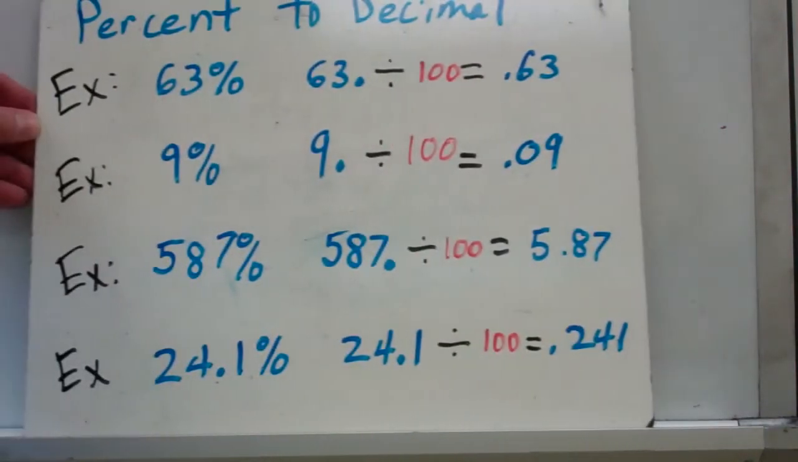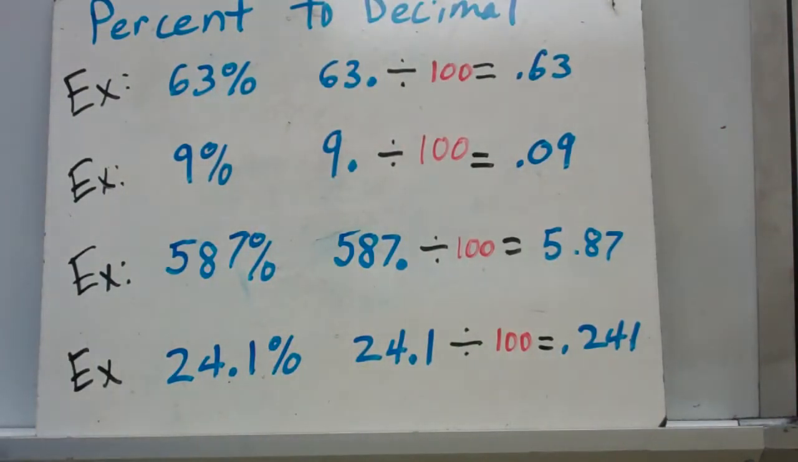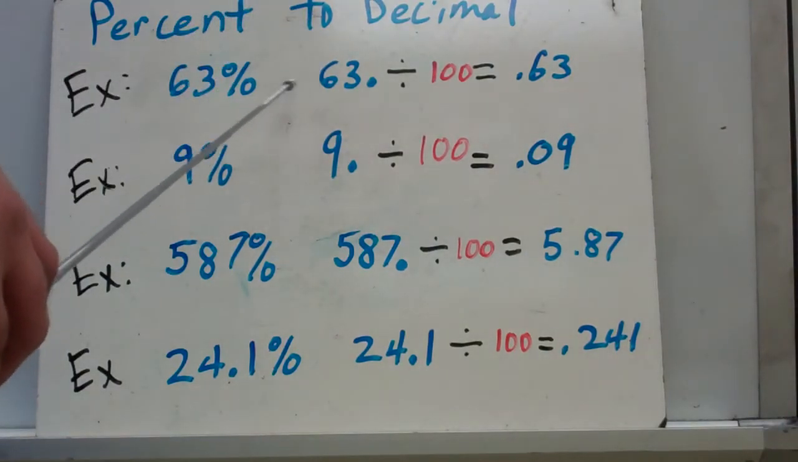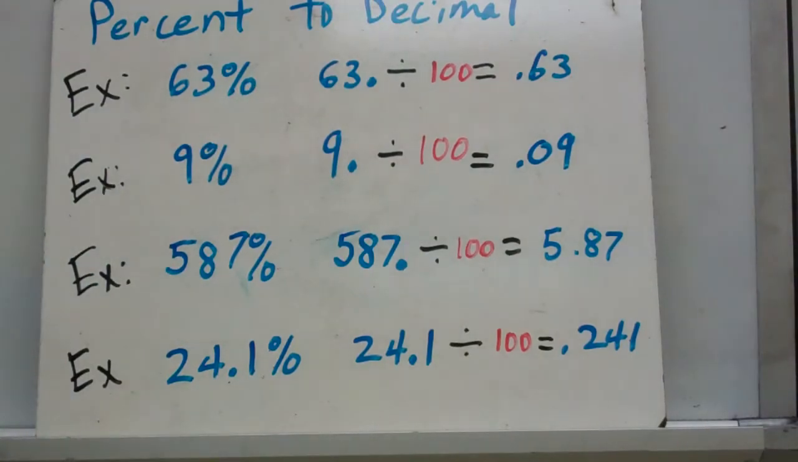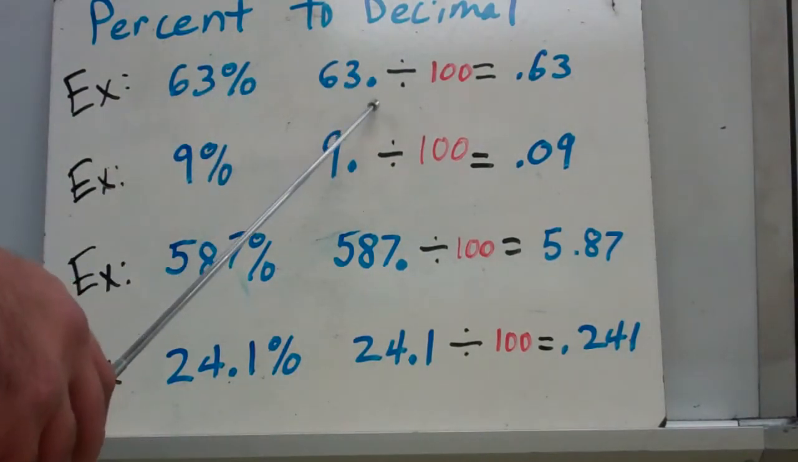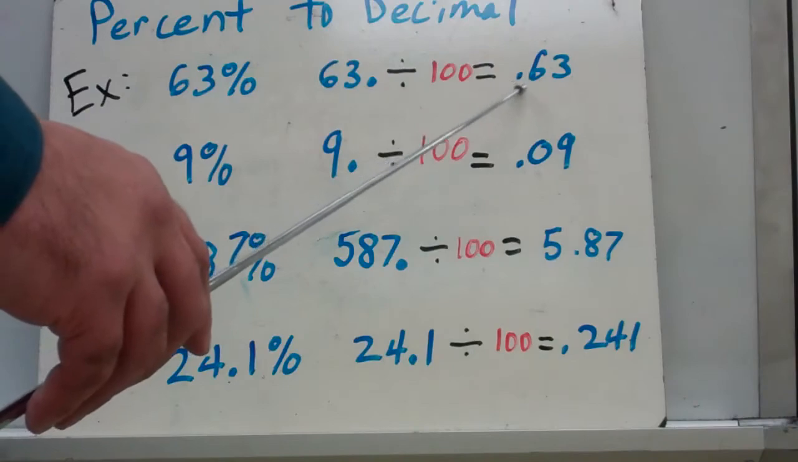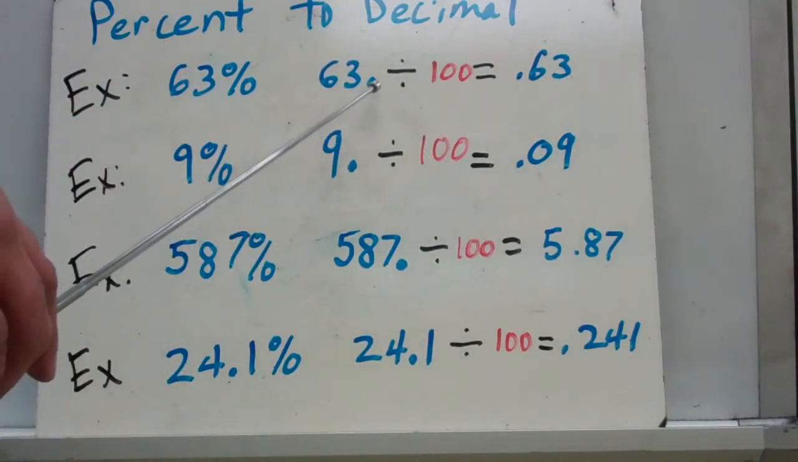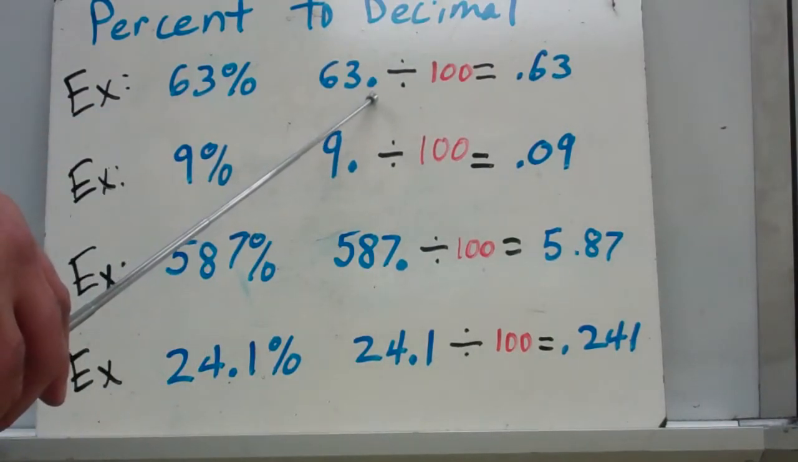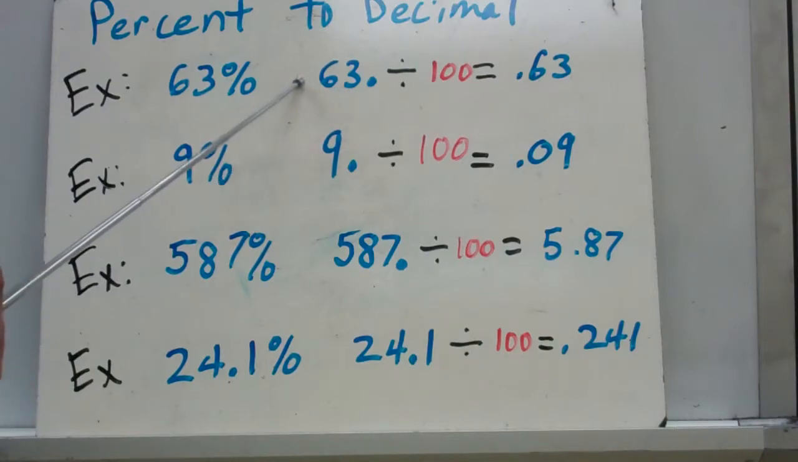To convert a percent to a decimal, we're just going to essentially do the opposite. So if we have 63%, we're going to drop our percent sign first thing, and in its place we're going to put the decimal point back. Then we're going to divide by 100 and end up with 0.63. So we're going to be moving the decimal place to the left now, 2 places.